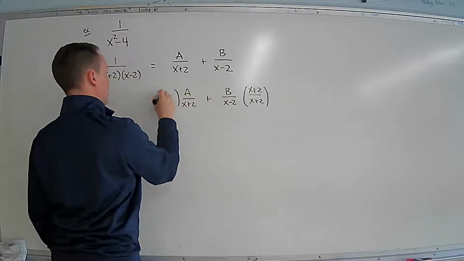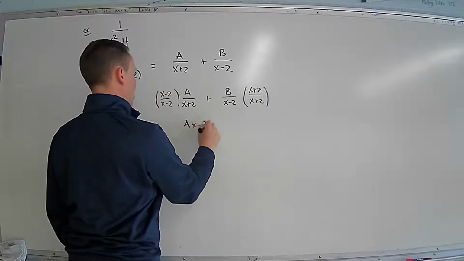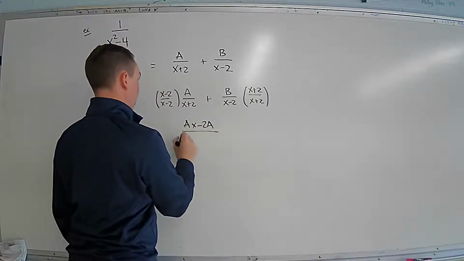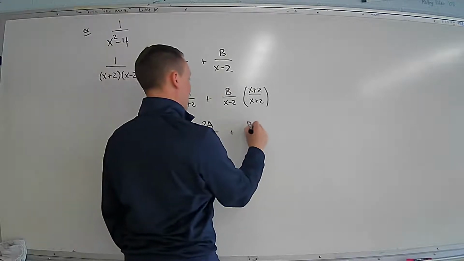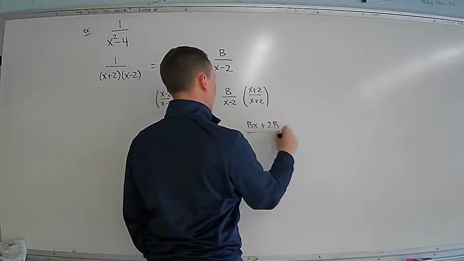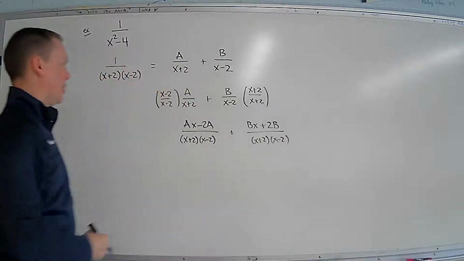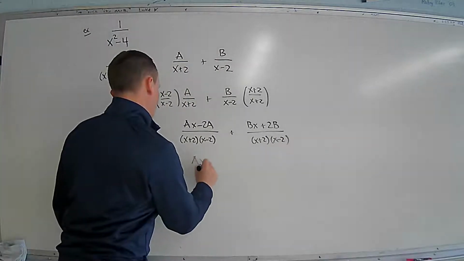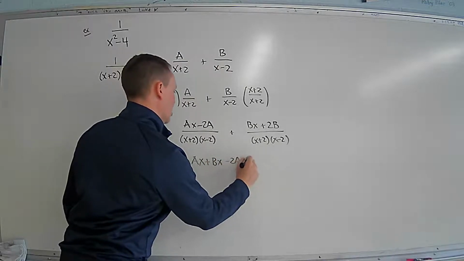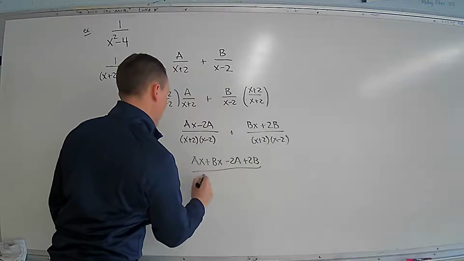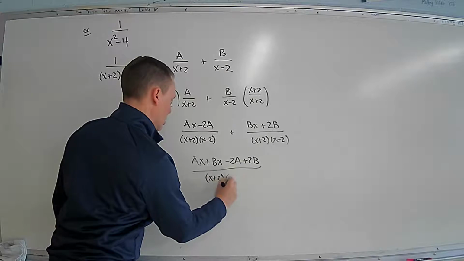This guy needs x minus 2. So I have a times x minus 2, a(x minus 2), over x plus 2, x minus 2. And then I've got b times x plus 2, b(x plus 2), over x plus 2, x minus 2. Write those as one big fat fraction: ax plus bx minus 2a plus 2b over x plus 2, x minus 2.